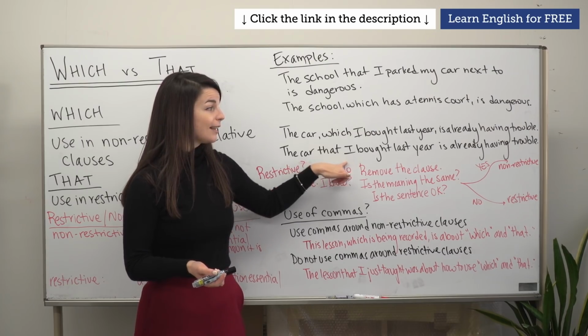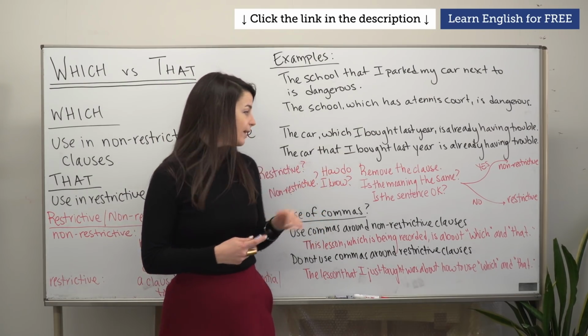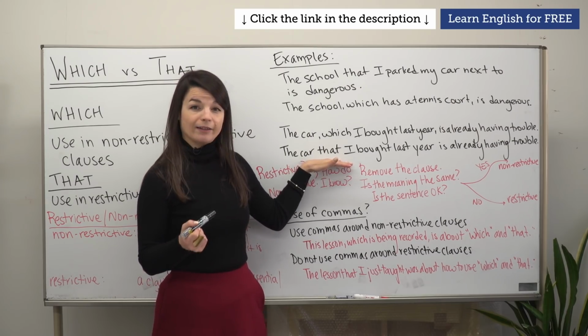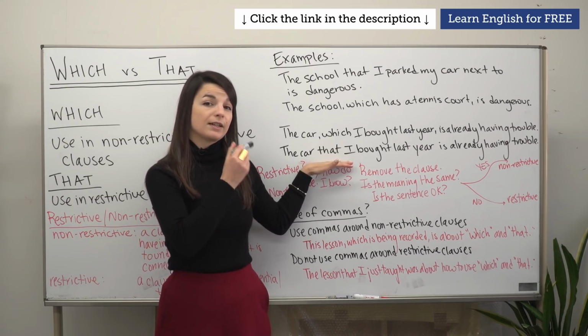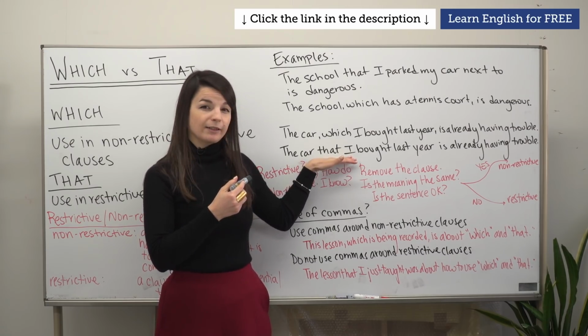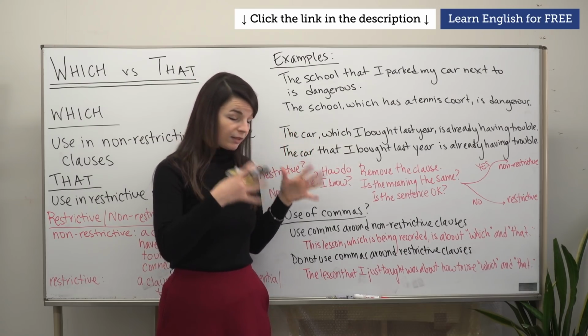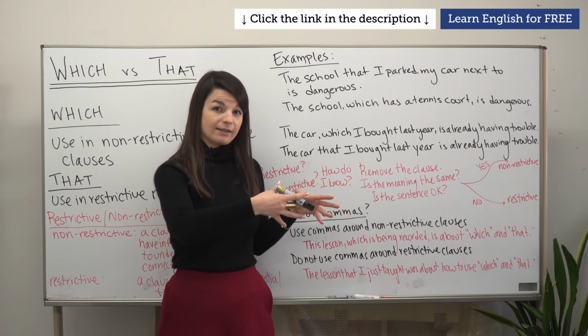The car that I bought last year is already having trouble. So the speaker could be saying here, with this second sentence, the car that I bought last year, specifically a car that the speaker purchased the previous year. This sentence means, therefore, the speaker might have other cars. The speaker is specifically meaning this specific car that he or she bought last year.